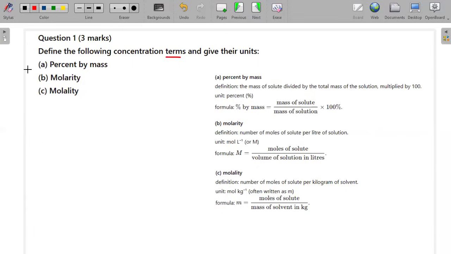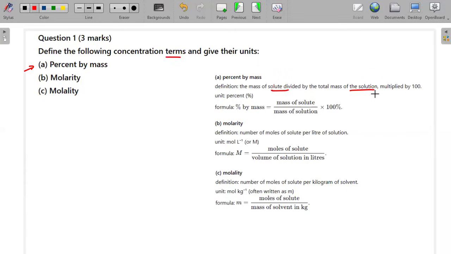So the first one is percentage by mass, or percent by mass. What is percent by mass by definition? I've written down the definitions there, so we'll be explaining them. If you are holding your phone in portrait, put it in landscape so that the screen is big enough for you to see everything. So by definition, percent by mass is simply the mass of solute divided by the total mass of the solution multiplied by 100.